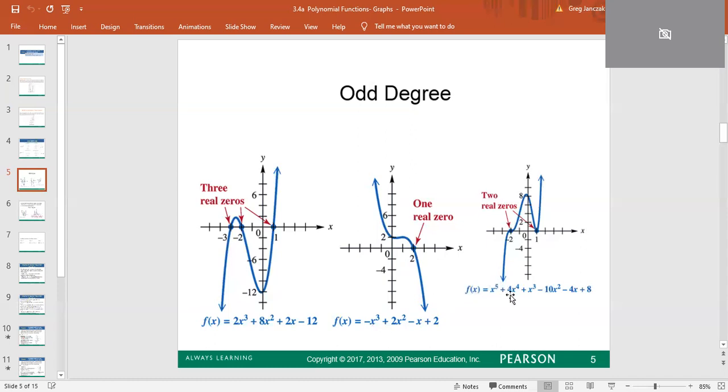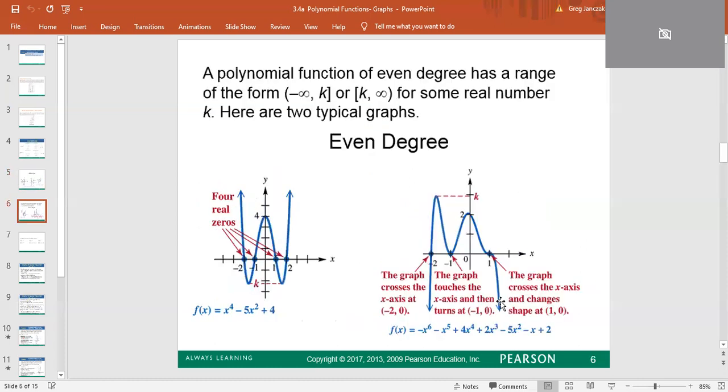And the last one, x to the fifth is the leading term. So it's positive and it's odd. So that's going to end up and to the right and down and to the left. And you can see it moves different ways up and down, but eventually it's going to go up and to the right and down and to the left. So those are some examples of some odd degree polynomials. Okay. So the main thing that we're looking at for right now is the end behavior.